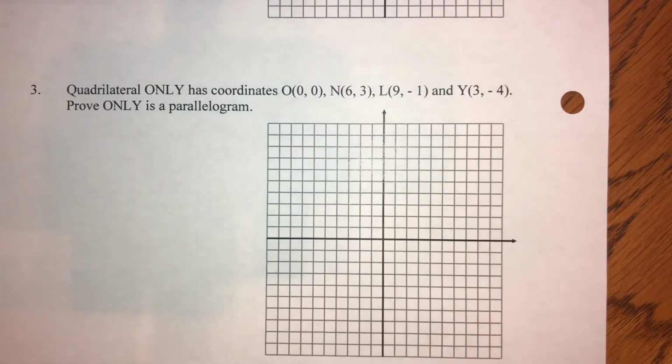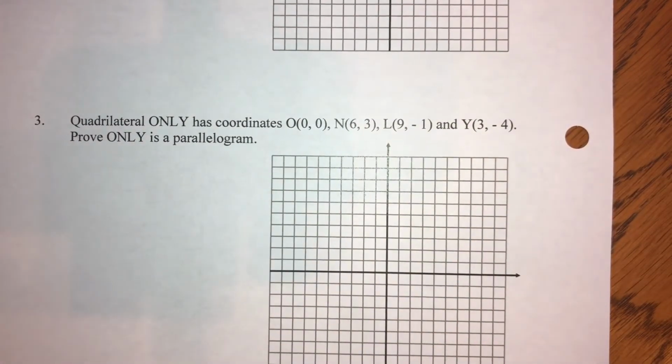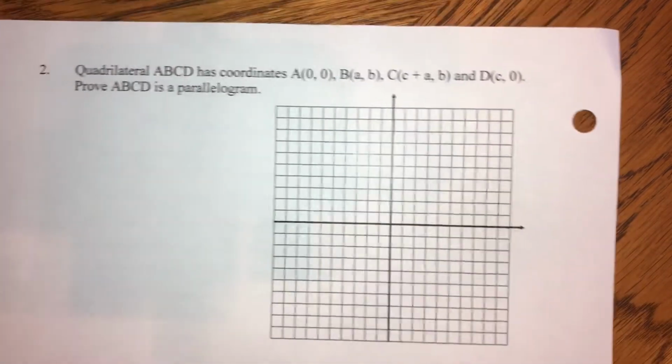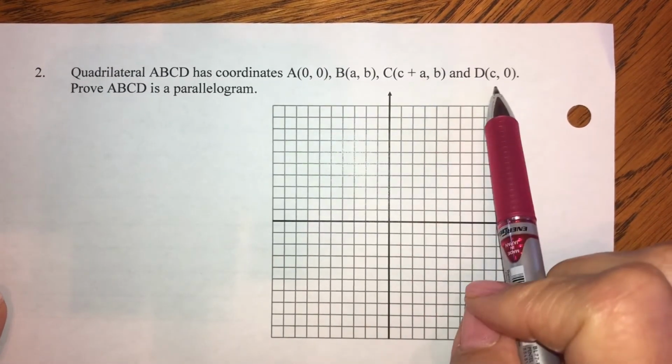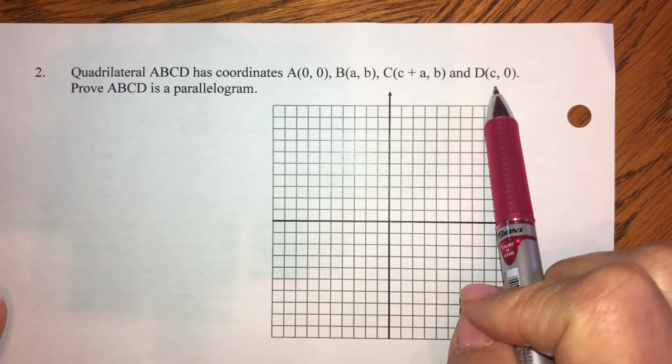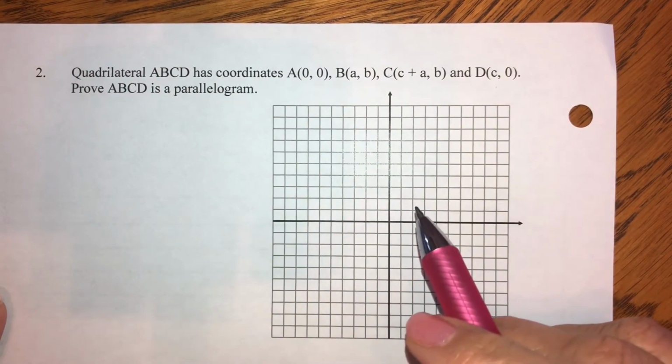So for our second problem here, we are going to prove that this figure is a parallelogram. Now this figure I don't like so much. You're probably not going to like it as much either. And the reason why is because I don't have points. I have letters instead of points. When a problem looks like this, my advice to you is actually not to use the graph. I'm not going to use the graph.